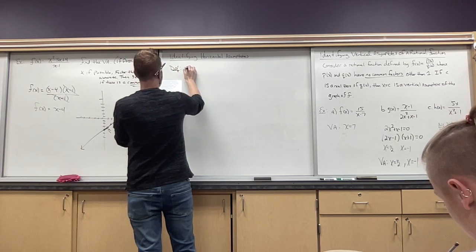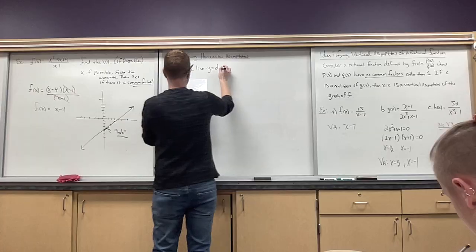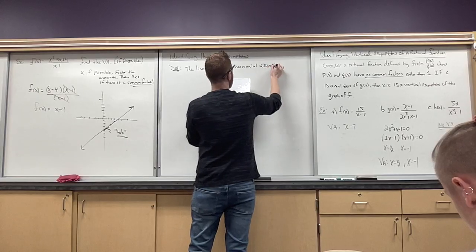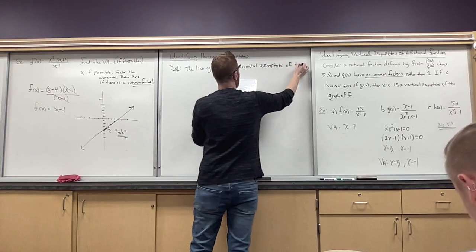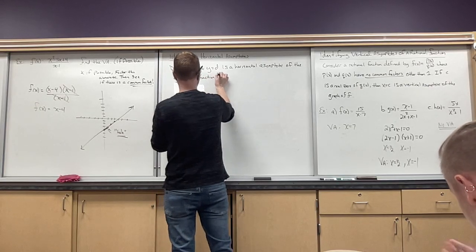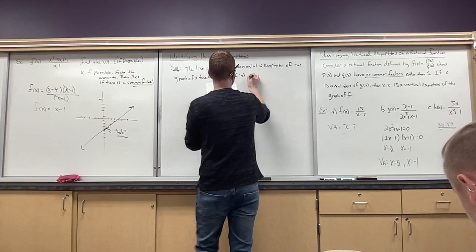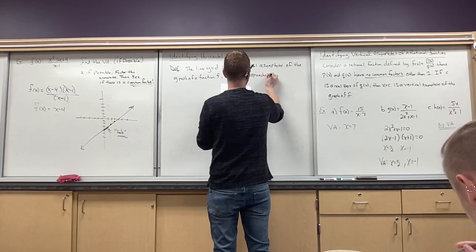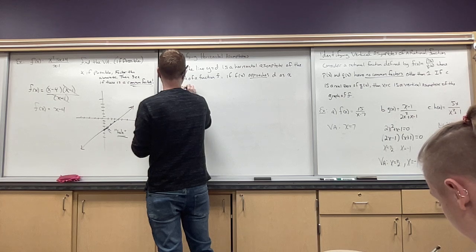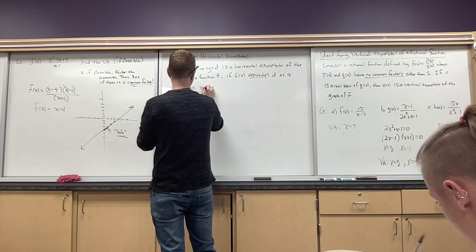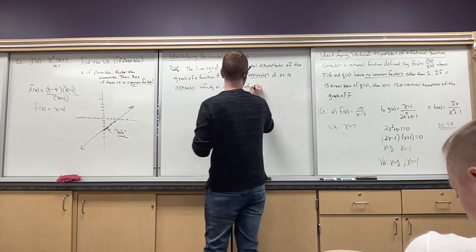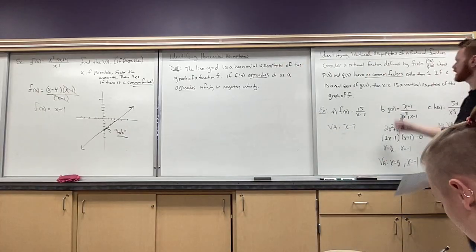Definition, the line y equals d is a horizontal asymptote of the graph of a function f if f of x approaches, there's that word again, approaches, I'm going to underline it, approaches d as x, again, approaches infinity or negative infinity. Okay?